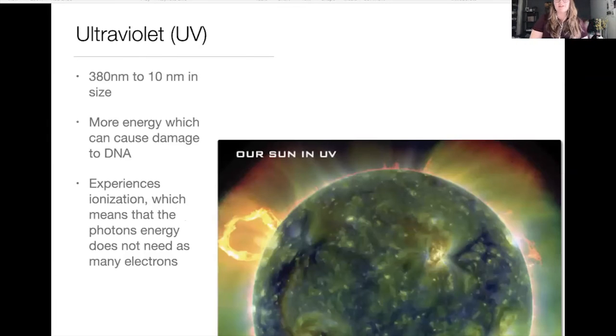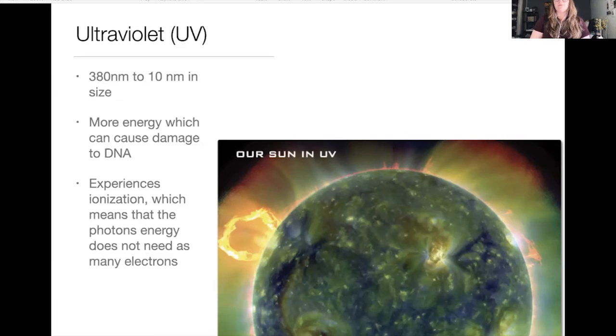Next is ultraviolet. You have probably heard it called by its shortened name, UV. You call these UV rays, and they range from the violet-indigo region of the visible light spectrum to about 10 nanometers in size. So very small to even smaller. There's a lot more energy because the waves are a lot closer to each other.